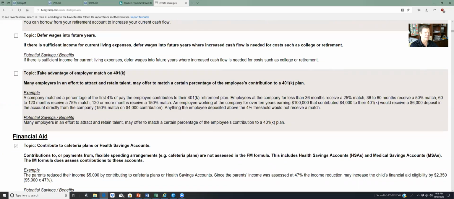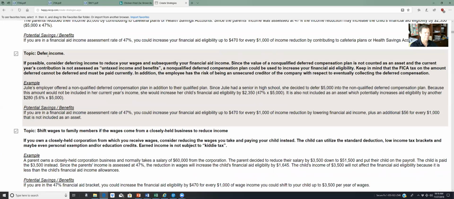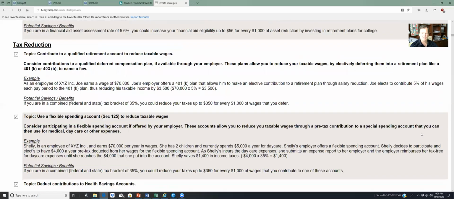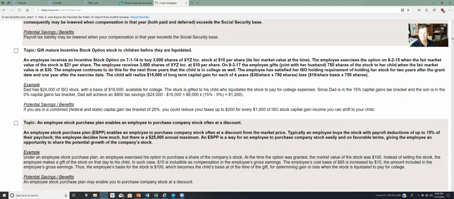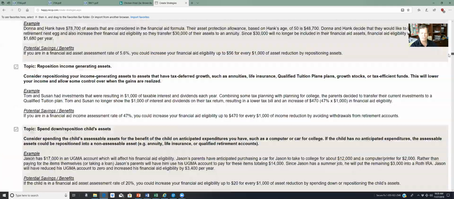How are these strategies laid out? In the format of the topic, a brief description of the topic, an example of the topic, and your potential savings and benefits. So that's how these are all laid out. We have the topic, brief description of the topic, an example of the topic, and potential savings and benefits. These are some of the strategies based on the boxes that we checked on our 1040 form, in the different categories: cash flow, tax, and financial aid strategies.